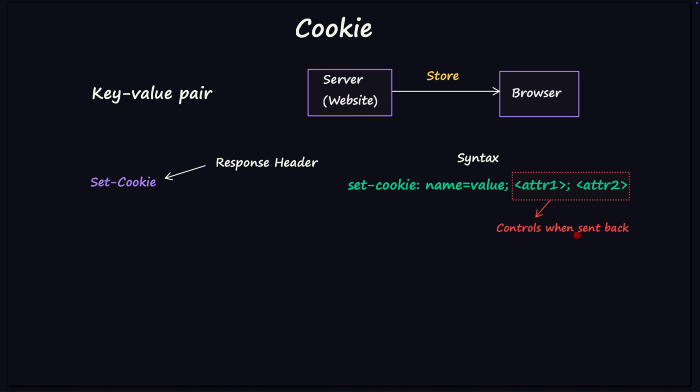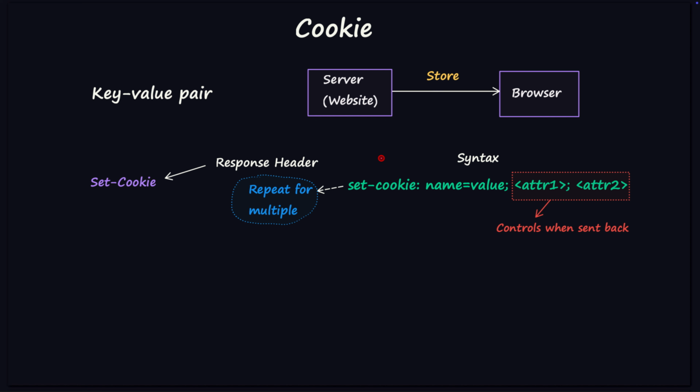These attributes control when this cookie is sent back to the server. If there are multiple key-value pairs that the server wants the browser to store, then it must repeat the Set-Cookie header for each key-value pair that it wants the browser to store.